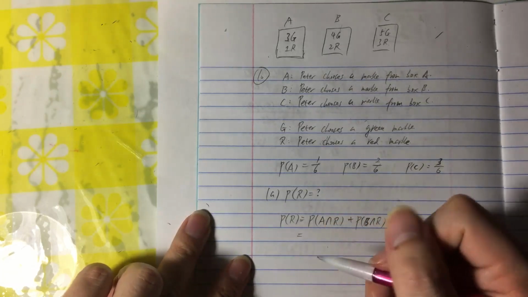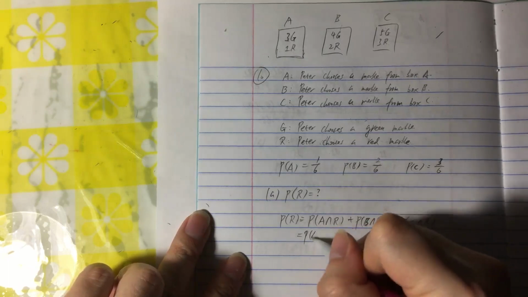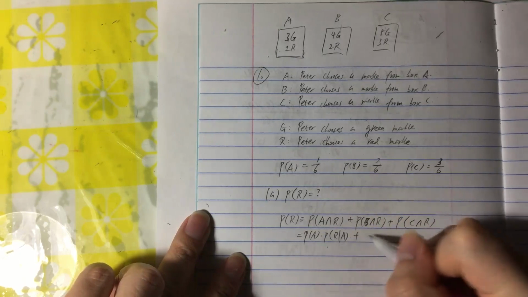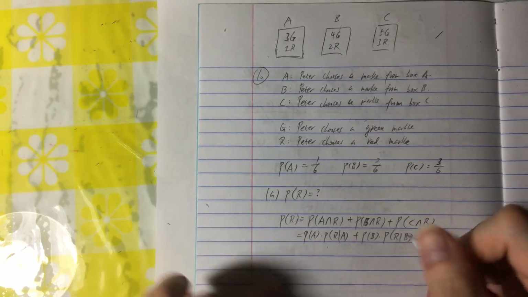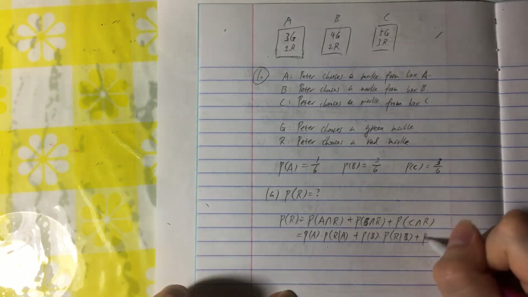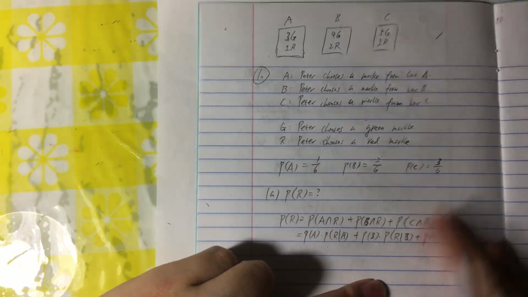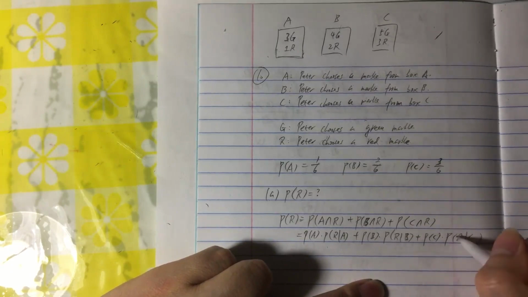Then use the multiplication rule. Probability of A intersection R can be rewritten as probability of A times probability of red given A, plus probability of B times probability of red given B, plus probability of C times red given C.